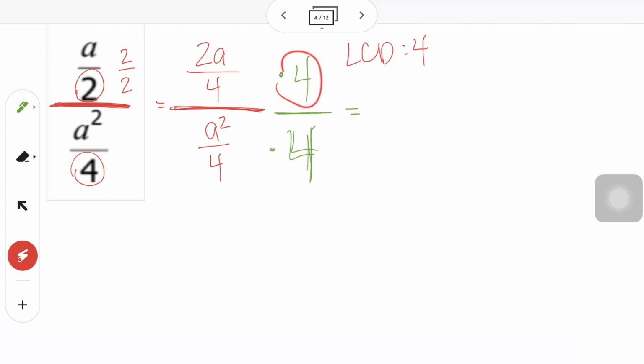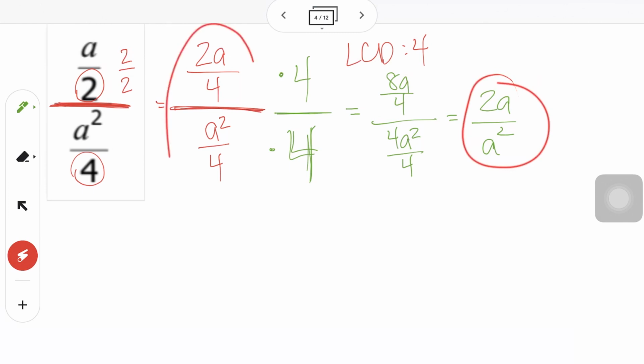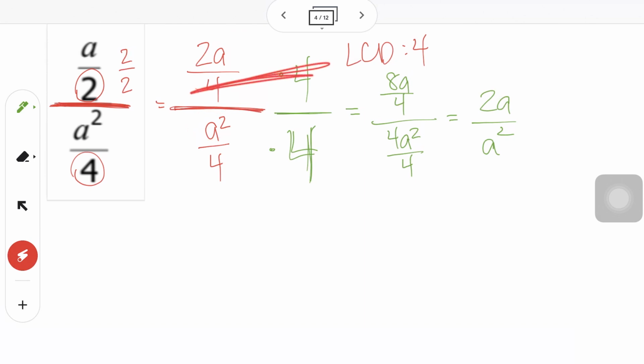When you multiply the 4 on top through, again you multiply straight across. This 4 is technically over a 1, so this would be 8a over 4, and on bottom it would be 4a squared over 4. Then I would simplify: 8 over 4 would be 2a, and 4a squared over 4 would be just a squared. What I want you to notice is that I just got the numerators, because the 4's canceled in both spots. So you can also do it that way.